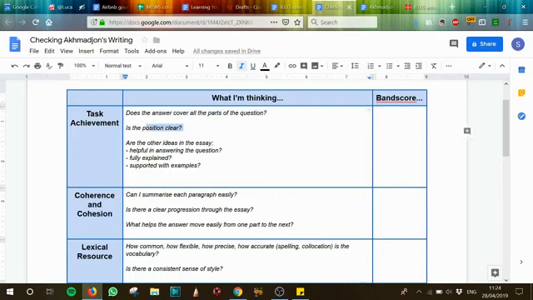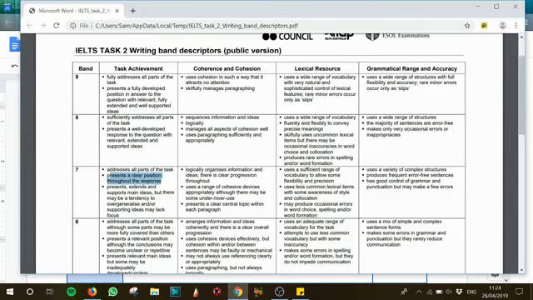So that was, is the position clear? And we said, yes, it definitely is. And presents, extends, and supports main ideas, but there may be a tendency to overgeneralize and/or supporting ideas may lack focus. So I think that in Akmajon's essay, yes, he does extend and support his main ideas. There's definitely no tendency to overgeneralize. That doesn't happen. But maybe that Maradona paragraph does lack focus a little bit. So I think that we have all of the qualities of band 7 here.